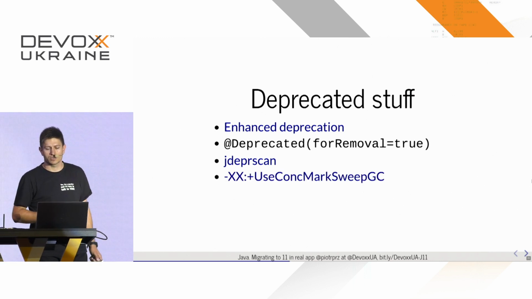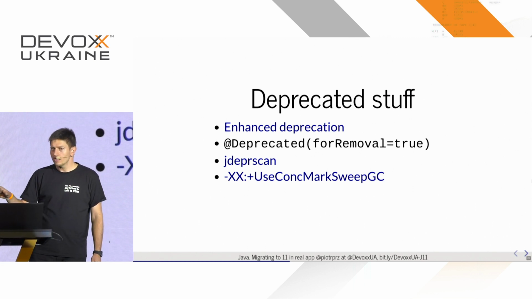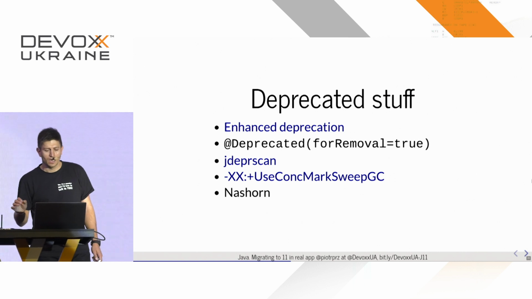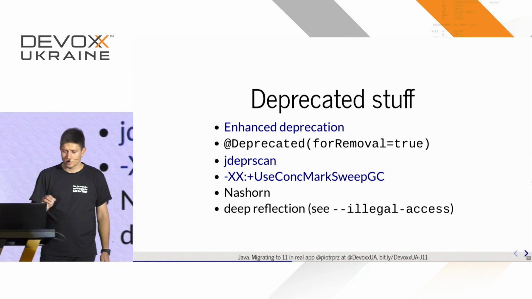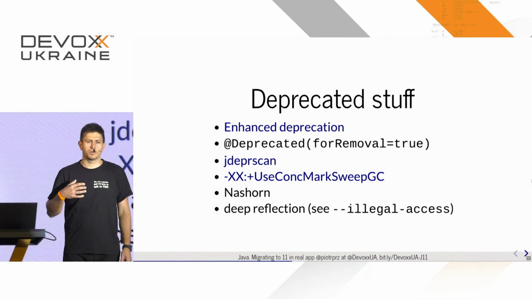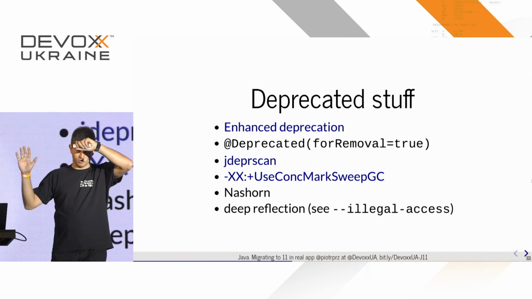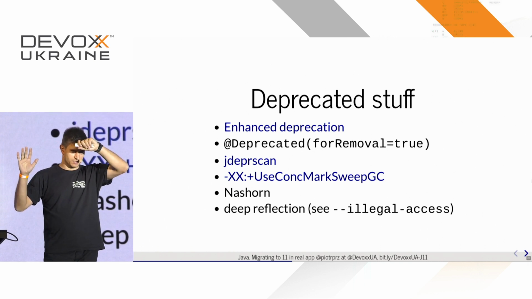Of course, Concurrent Mark Sweep got deprecated, and as far as I know, in Java 14 it's going to be gone, so better stop using it. Nashorn got deprecated if you're using JavaScript. In my opinion, deep reflection also got deprecated. Who knows what deep reflection is? I am looking for a brave soul. Who knows what deep reflection is?